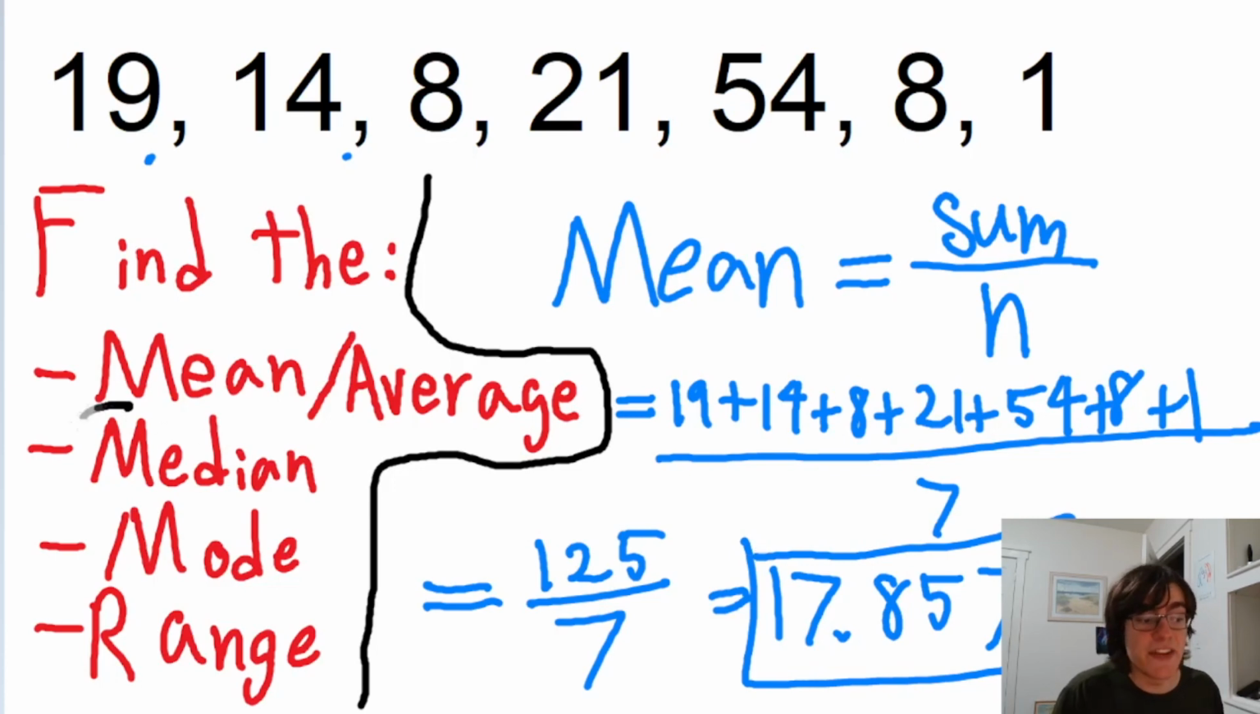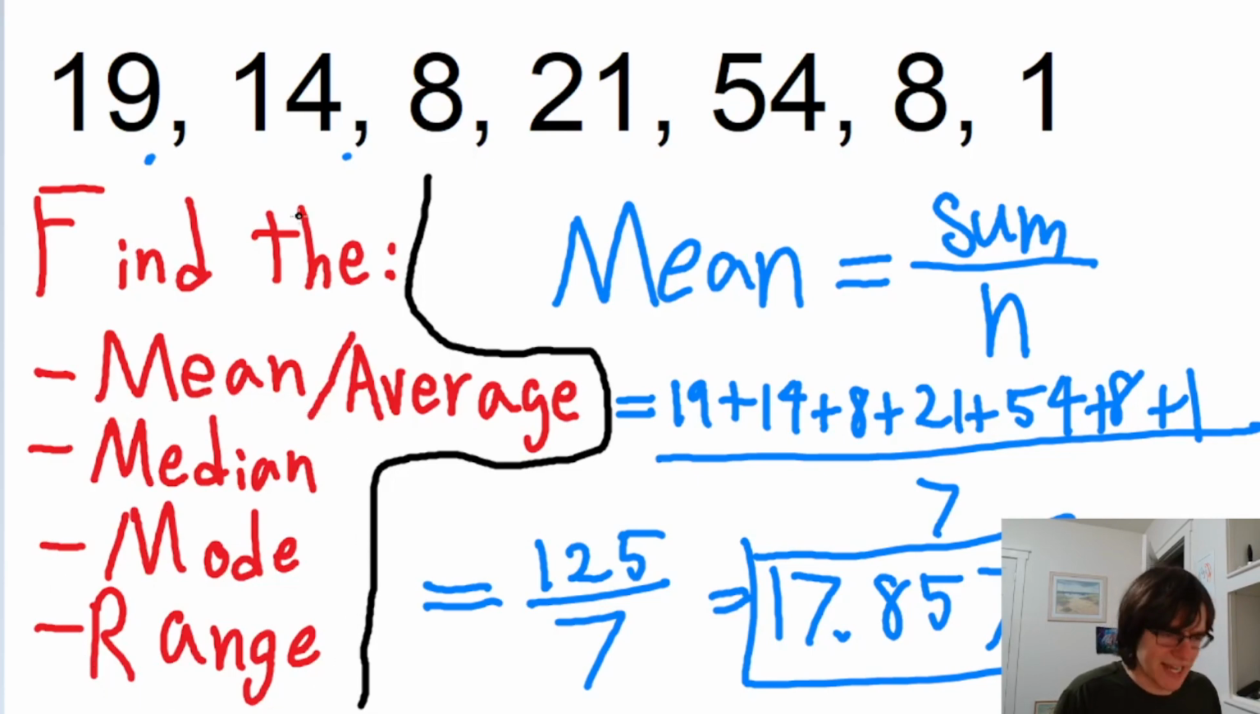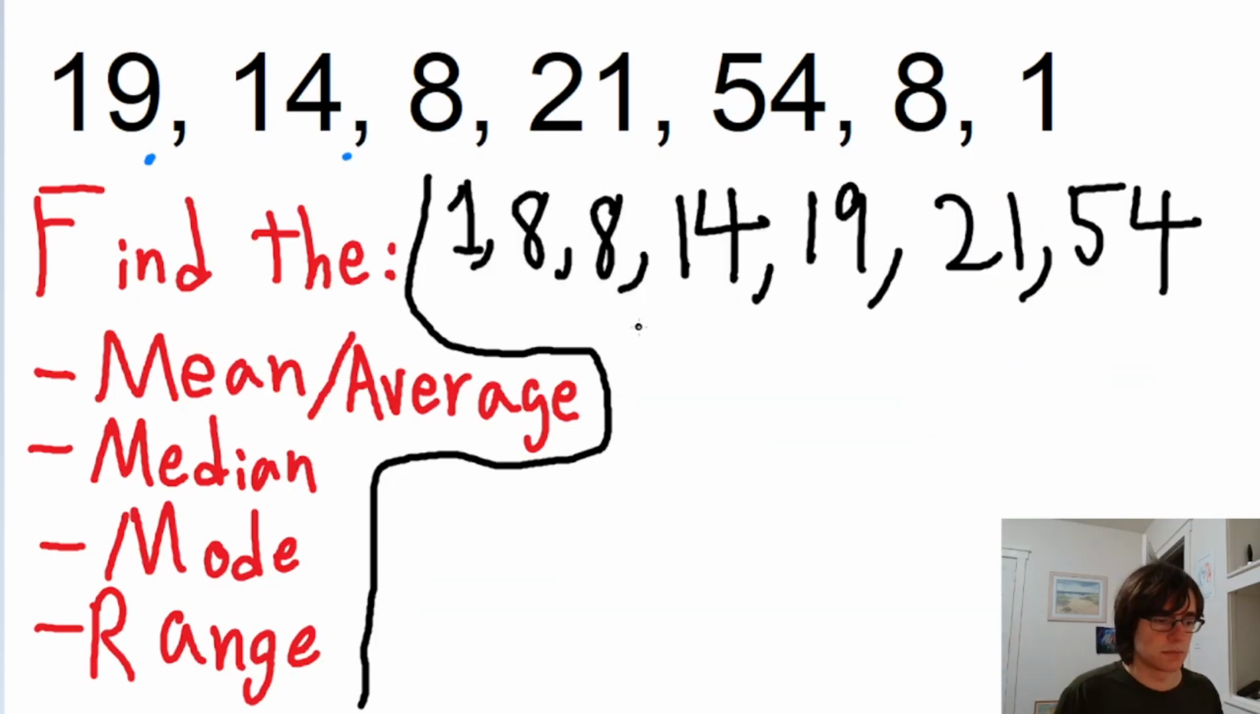I should say the other three things are much easier to find if the numbers we're given are ordered. So instead of 19, 14, 8, I'll order them from smallest to largest. So 1, 8, 8, 14, 19, 21, 54, smallest to largest.